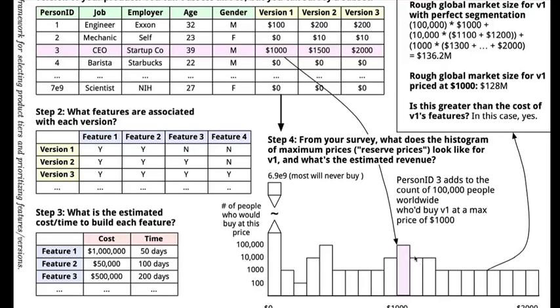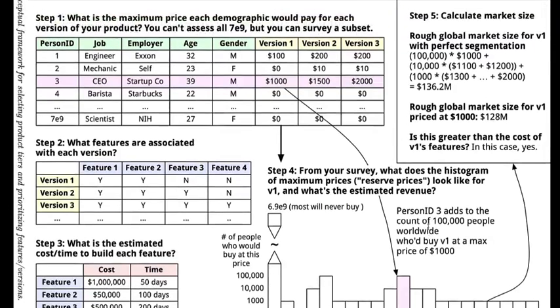If we were able to charge the absolute maximum price that each person could pay, that is to say perfect segmentation, this is how much revenue we'd make. If we only charge $1,000, then the amount that you'd get would be 128 million in this case, because even though there's 1,000 people that would pay up to $2,000, you're rounding it off to just 1,000 for version 1. And in general, you're going to have to do this for all kinds of reasons, one of which is you're probably not going to be able to get the reserve price all that granularly. However, conceptually, this is very useful.